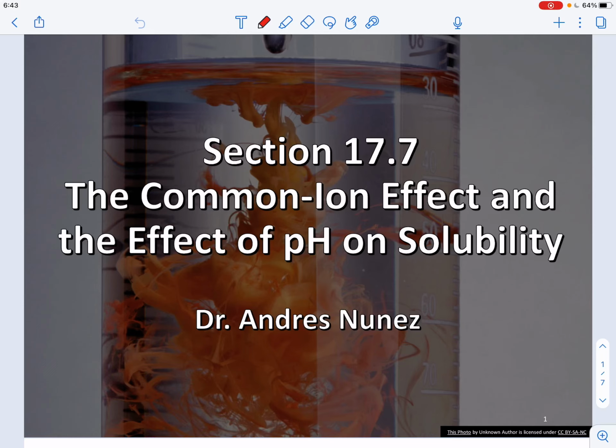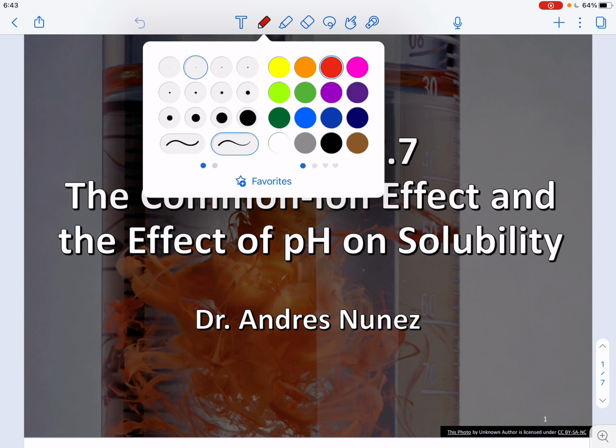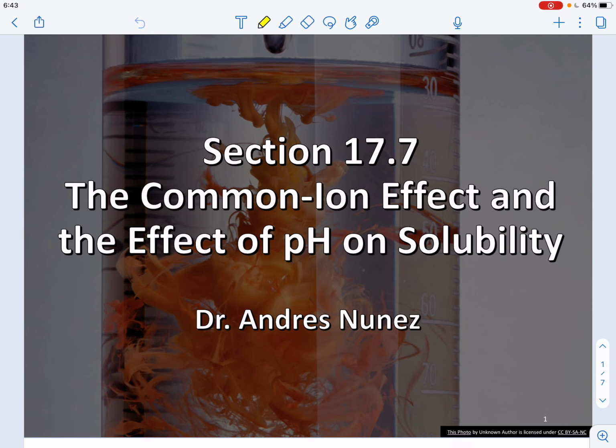This is section 17.7 and it's about the common ion effect and the effect of pH on solubility, which is basically a fancy name to refer to a consequence of Le Chatelier's principle. Okay, because everything that we're going to discuss today is based on Le Chatelier's principle. So, how adding or removing one of the substances that participate in the equilibrium will affect the equilibrium.